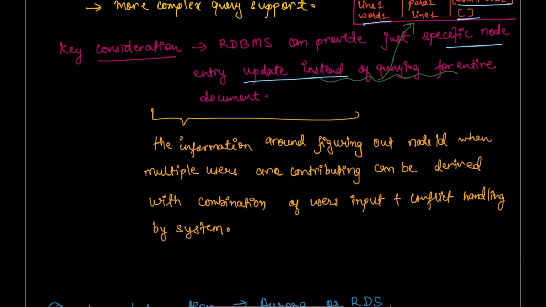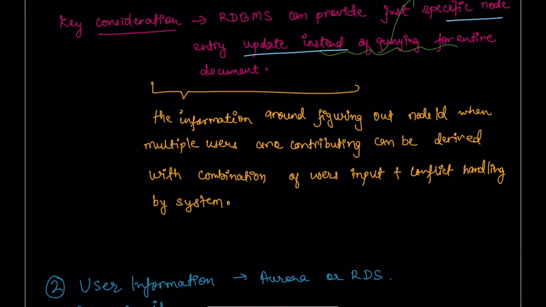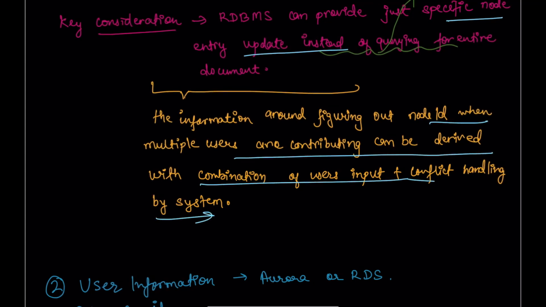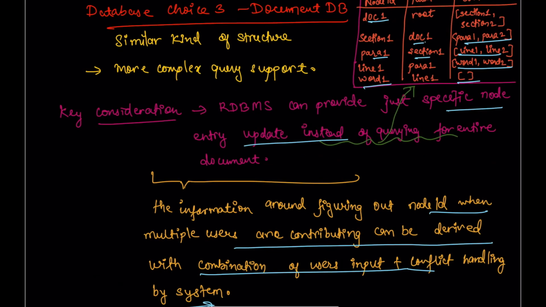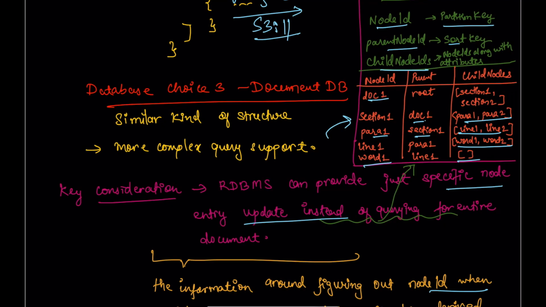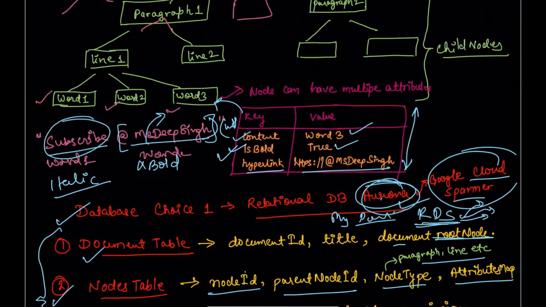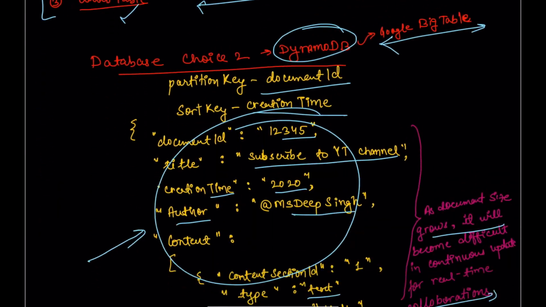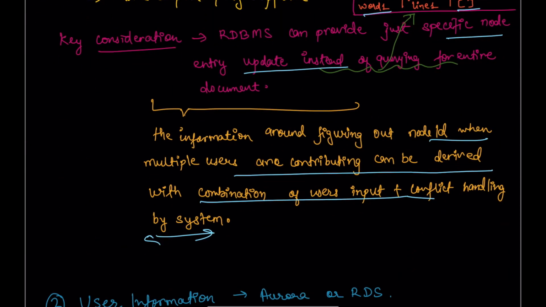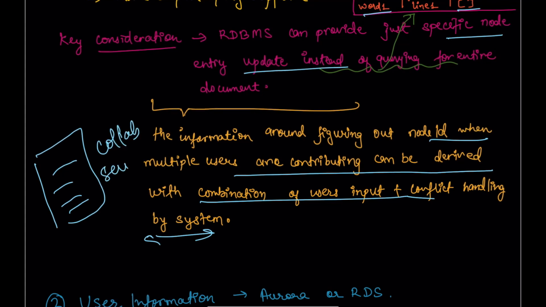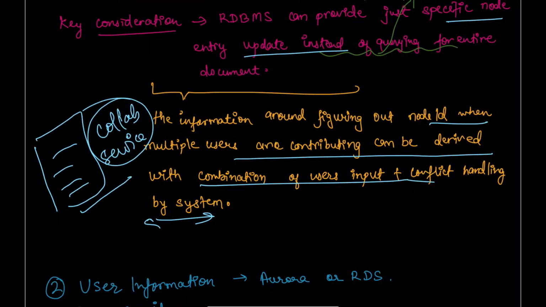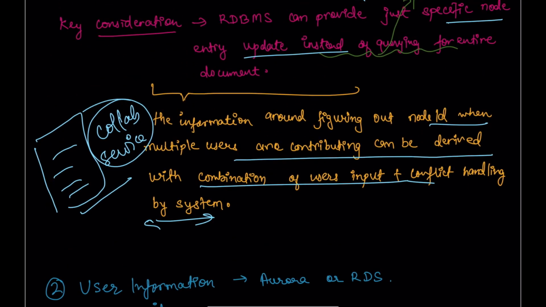So if you compare these things, the information around figuring out the node ID when multiple users are contributing can be derived from a combination of user input. If you want to query this table, you will need to figure out the node ID. So how can you do it? You can figure it out by taking the user inputs, because the user has the entire document. By using that information along with our collab service, you can figure out what the node id is, and according to it you can make the update there. Got it? So this is the general way.